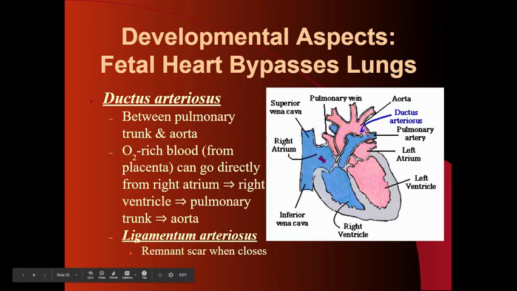The other bypass is called the ductus arteriosus. This is located between the pulmonary trunk and the aorta. This allows oxygen-rich blood to be able to go directly from the right atrium to the right ventricle, to the pulmonary trunk, and to the aorta. This, upon closure, will also leave a scar, and that scar is the ligamentum arteriosus.